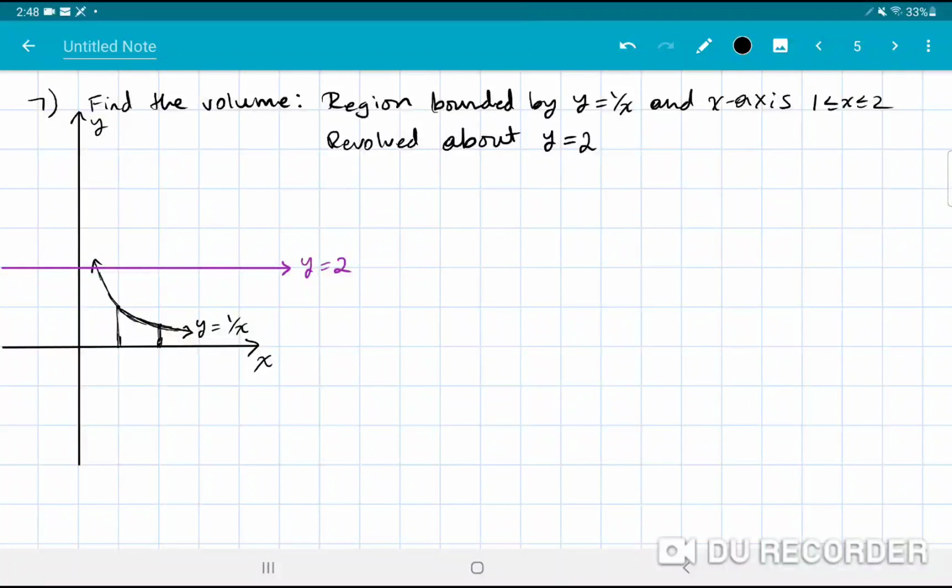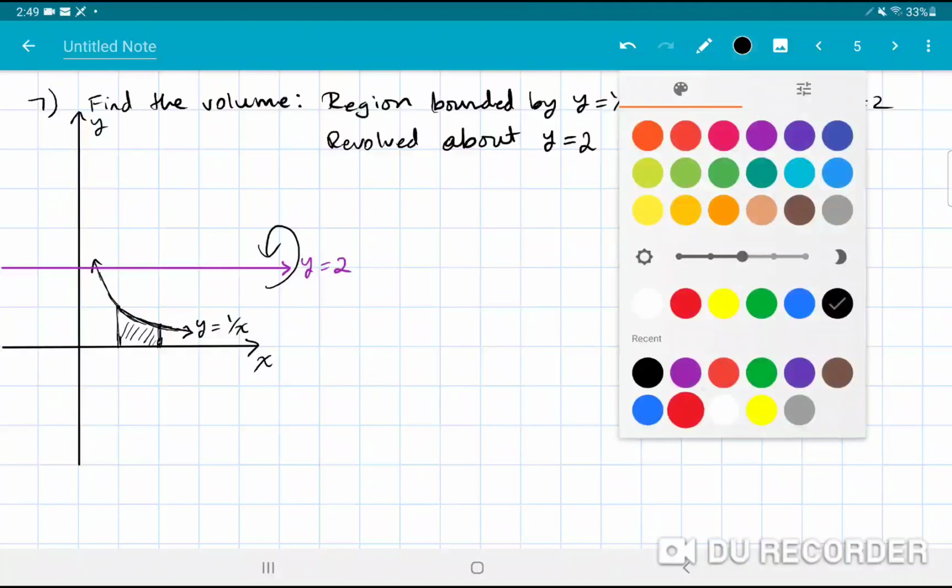In this video, we will consider two examples of solids of revolution. The first is we have the region bounded by y equals 1 over x and the x-axis from 1 to 2, and we want to revolve it about y equals 2. So I already had the graph of y equals 1 over x done. This is the region we wish to revolve about the line y equals 2.